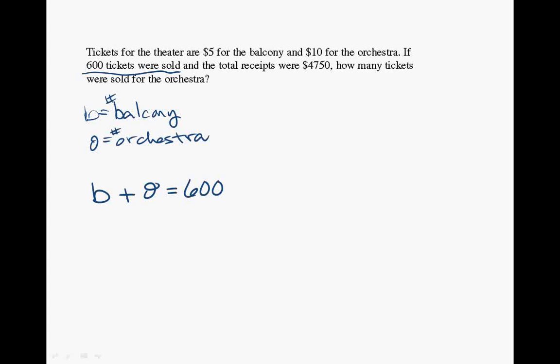Okay, another thing we know is that total spent or total revenue here was $4,750. And then that balcony tickets were $5 each, orchestra tickets were $10 each. So I'm going to write a second equation. I'm going to say $5 per balcony ticket plus $10 per orchestra ticket equals a grand total of $4,750. Here's my system, and I'm going to cut you a little break and I'm going to show you immediately what the graph looks like.